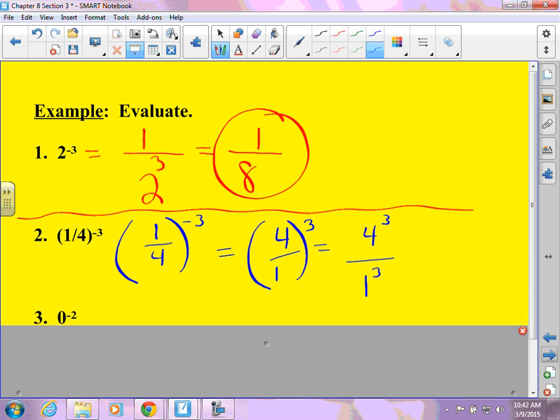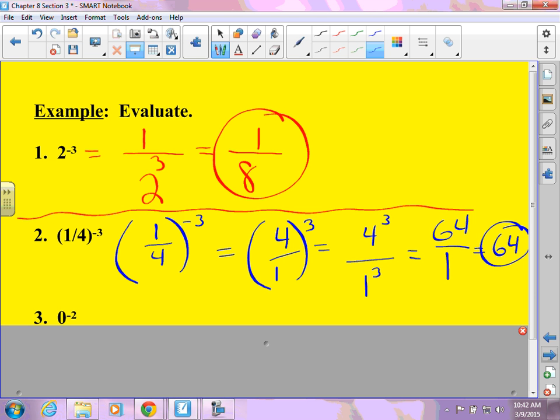So 4 to the third is 64. Good. You're starting to see some of those numbers over 1, which ends up being 64. Don't skip steps with this, because there were some of you on your quiz that you're going to get back tomorrow. You skipped a ton of steps and you end up getting the wrong answer. So it's really important you follow that list that we made for you earlier.